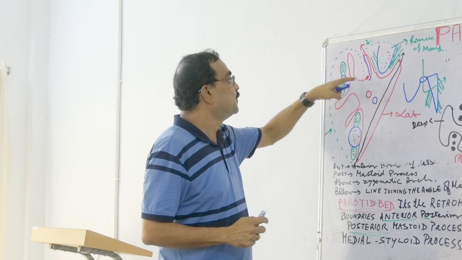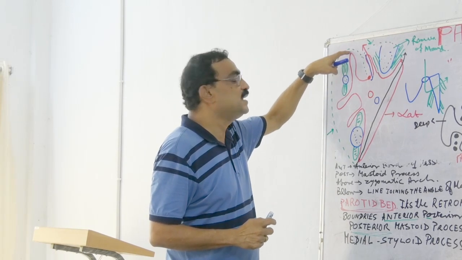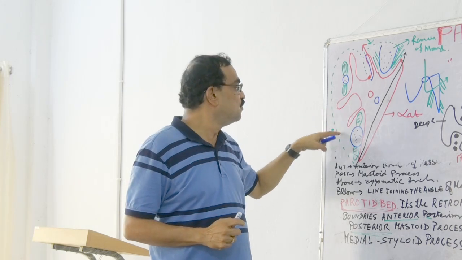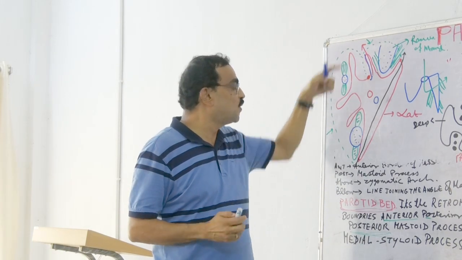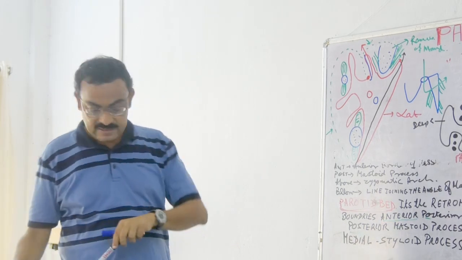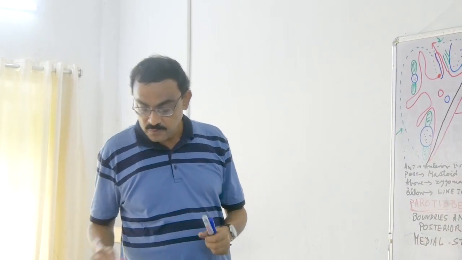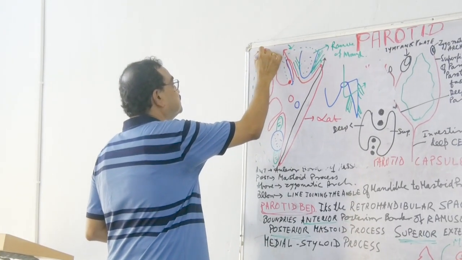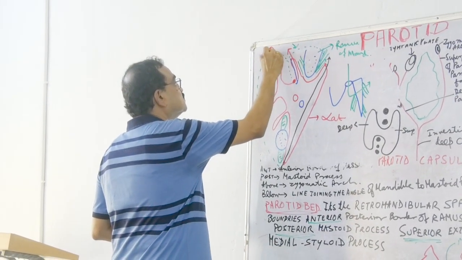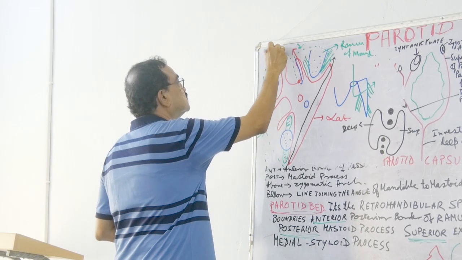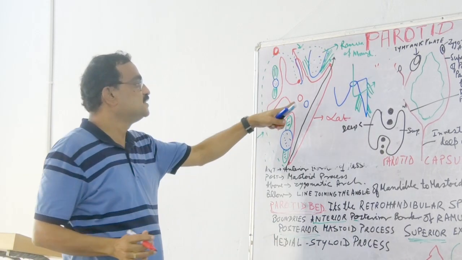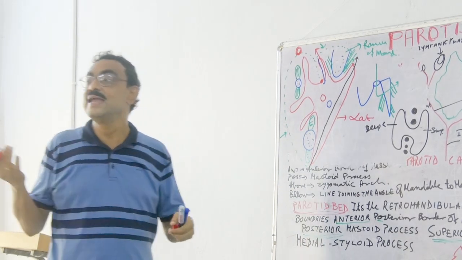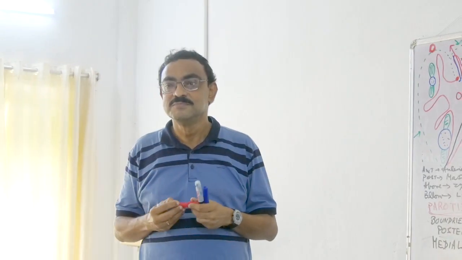Now we come to these pre-styloid and post-styloid processes. Now pre-styloid process is again related to one artery. This is the external carotid. Then it should be the internal carotid.